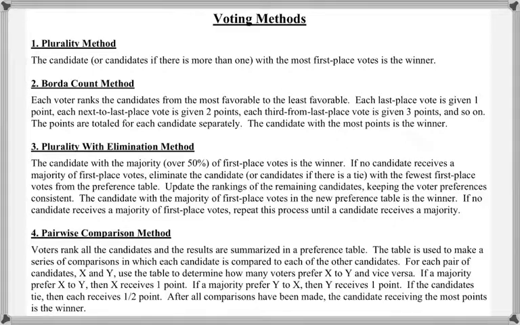The second voting method is the Borda count method. And this says each voter ranks the candidates from the most favorable to the least favorable. Each last place vote is given 1 point. Each next to last place vote is given 2 points. Each third from last place vote is given 3 points, and so on. The points are totaled for each candidate separately, and the candidate with the most points is the winner.